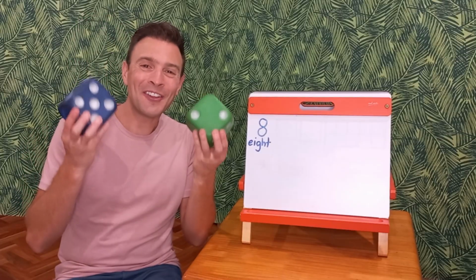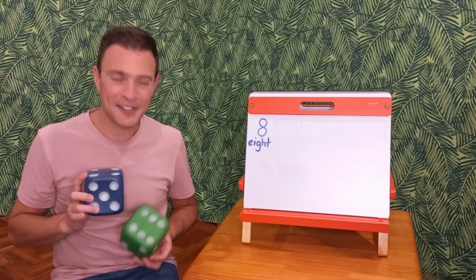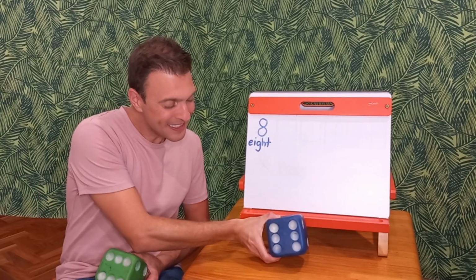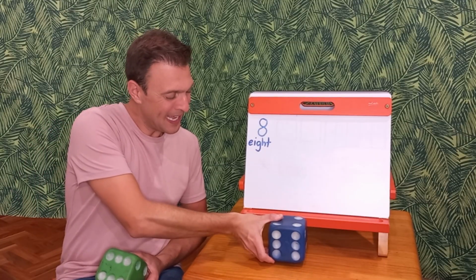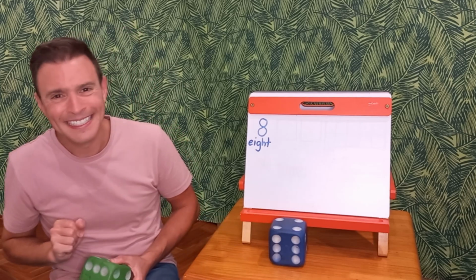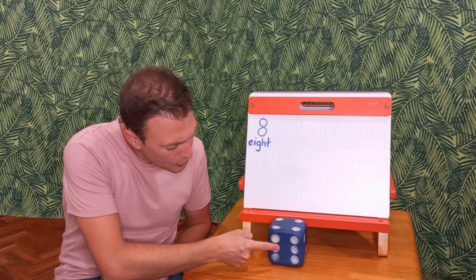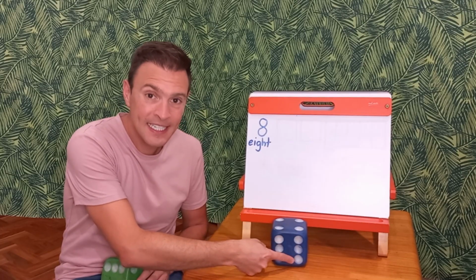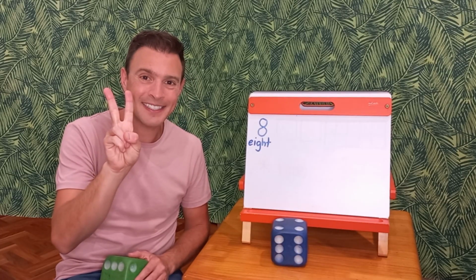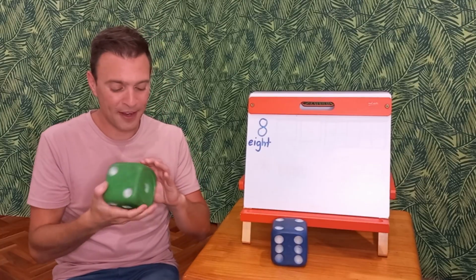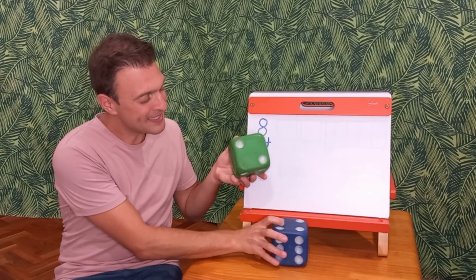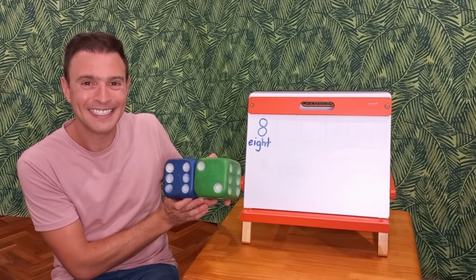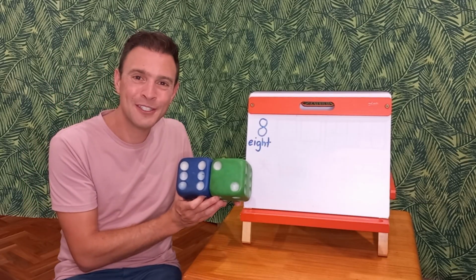Now let's show 8 on the dice. I'll roll one die first. What number is that? It's the number 6. How many more do we need to make 8? Let's check. 1, 2, 3, 4, 5, 6, 7, 8. 2 more. Let me find 2 on the die. There it is. So 6 and 2 make 8. Can you think of other dice combinations to make 8?